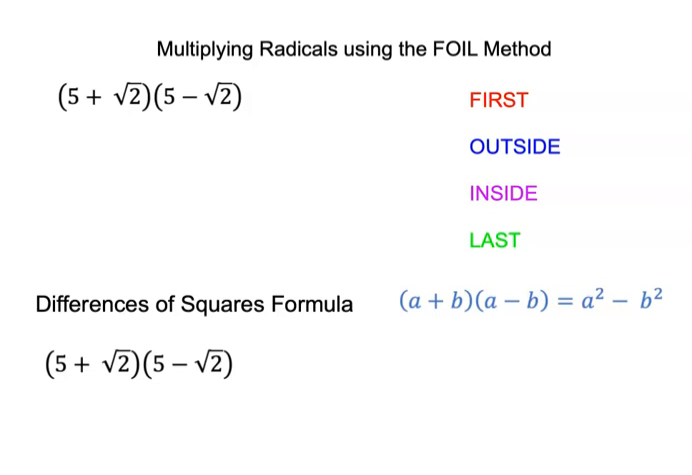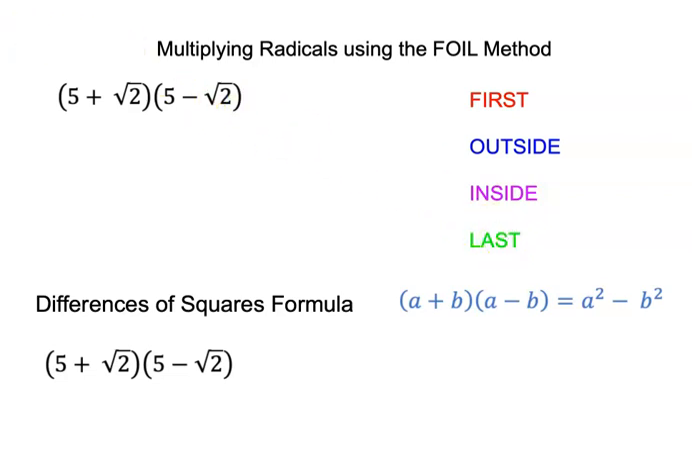Hi guys, I'm going to multiply radicals and I'm going to use the FOIL method and differences of squares formula. So let's see what we can do and which one you like better. So the FOIL method, FOIL stands for first term, outside terms, inside terms, and last terms.